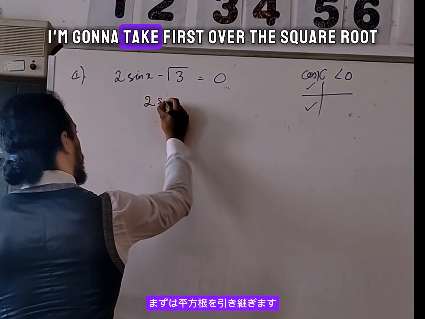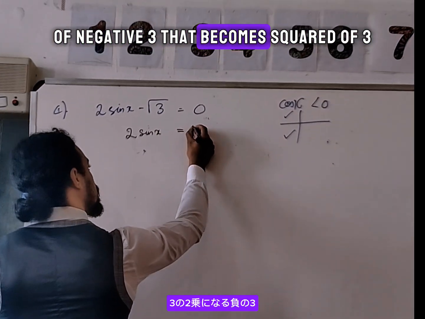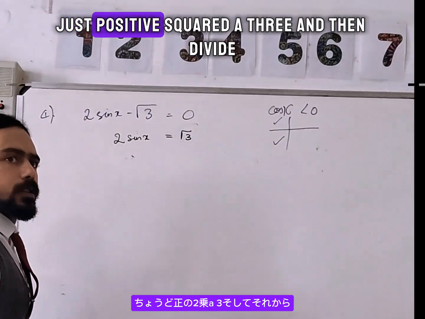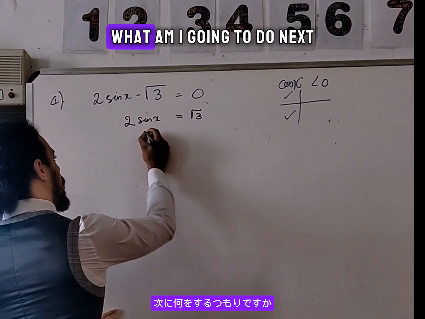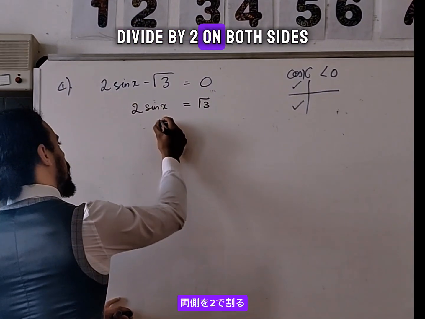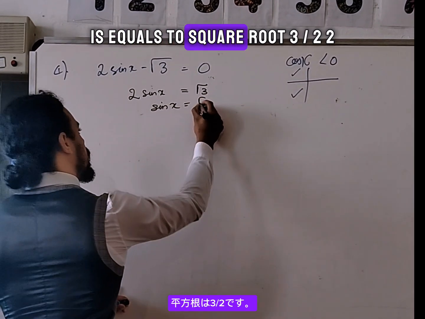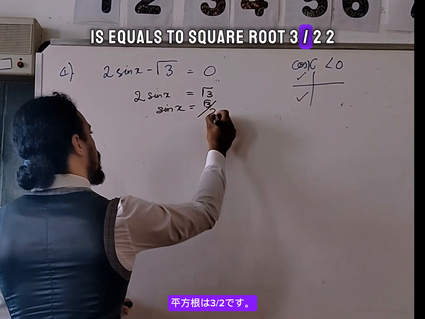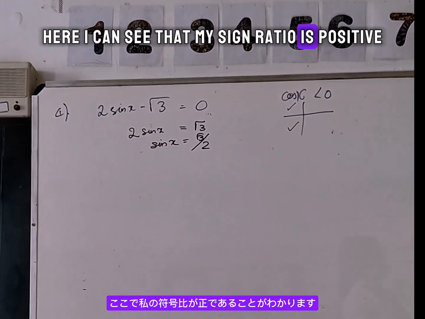I'm going to take the first square root of negative 3, which becomes just positive square root of 3. Then what am I going to do next? Divide by 2 on both sides, so sine of x is equal to square root 3 divided by 2. Here I can see that my sine ratio is positive.